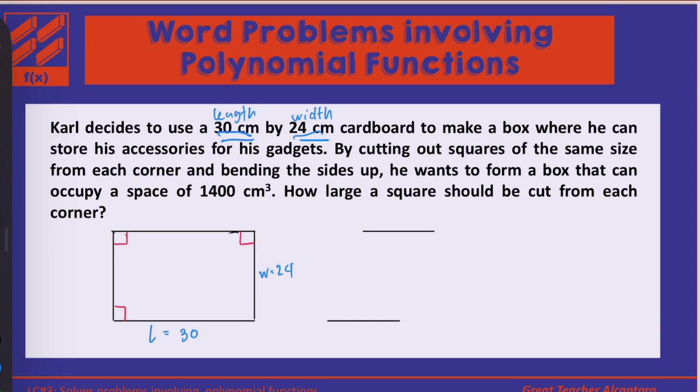So why is this person cutting those parts of the squares? Sorry, the part of the rectangle, those squares. Because the purpose of it is that Carl wants to fold it up so that he can form a box using it.